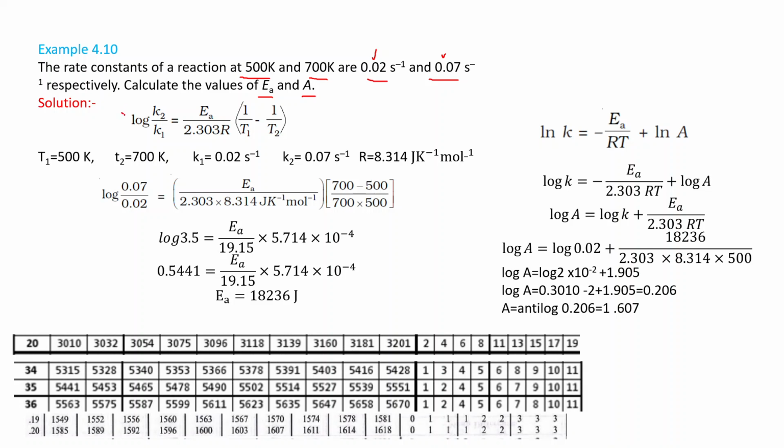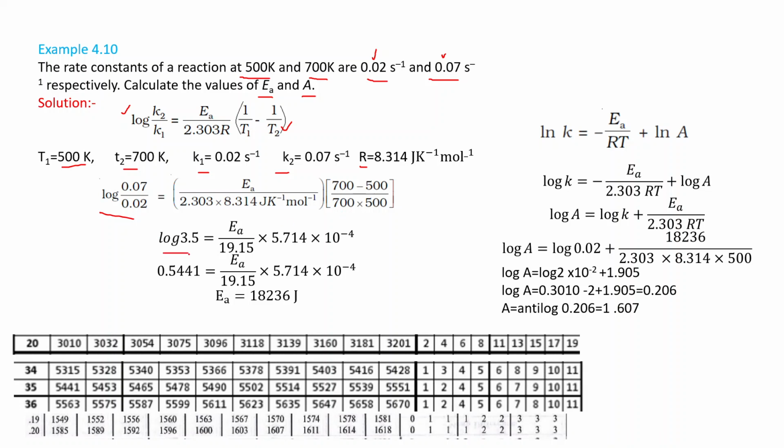We have this formula: log K2 by K1 is equal to EA by 2.303 R times (1 by T1 minus 1 by T2). Everything is given. T1 is given, T2 is given, K1 is given, K2 is given, and you have to know the value of R, 8.314 joule per Kelvin per mole. Put the value.